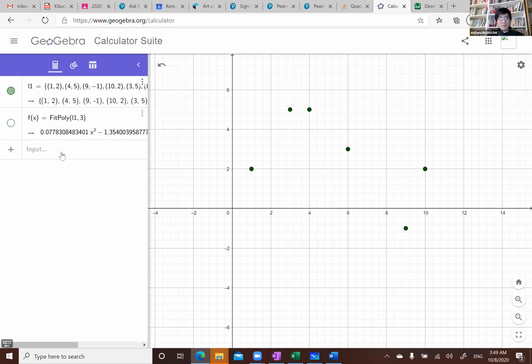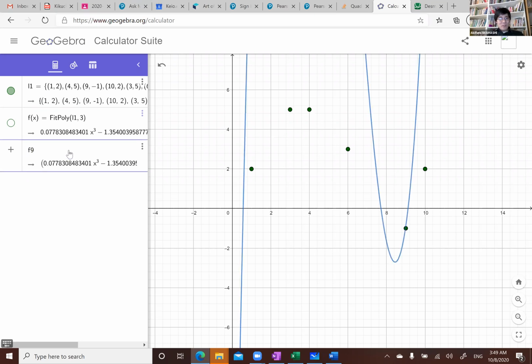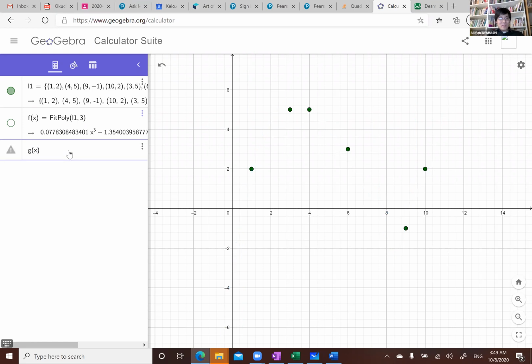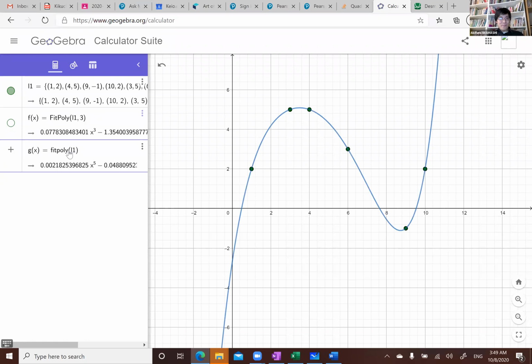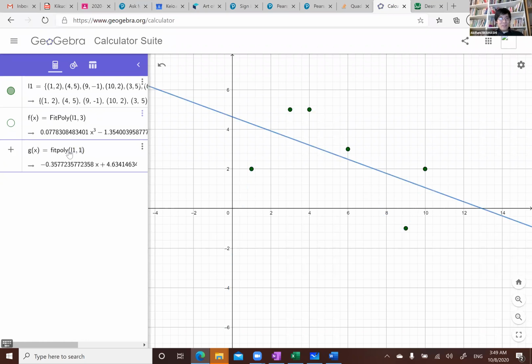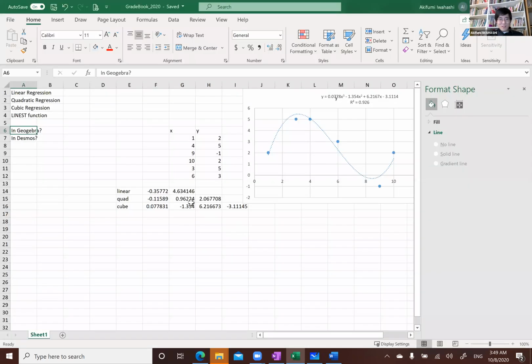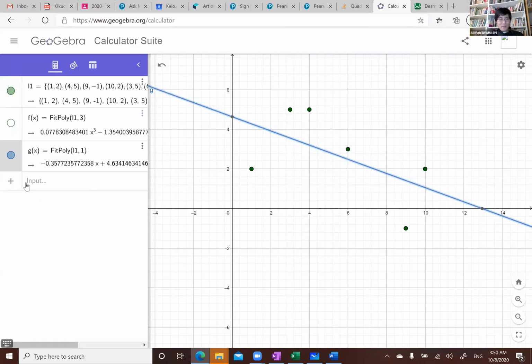To find the line of best fit, let's say it's g(x). You can use FitPoly. The FitPoly function needs the input, which is the set of data in L1, and you use the linear degree. Then you get the line of best fit: minus 0.3577x plus 4.63. Does it equal the one we had? It should be the same.